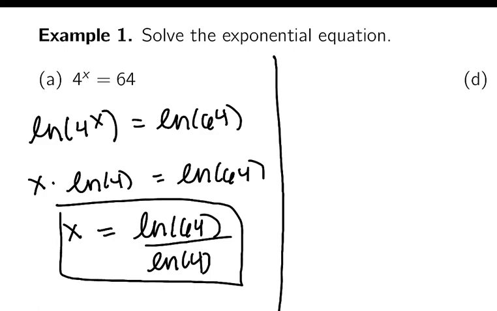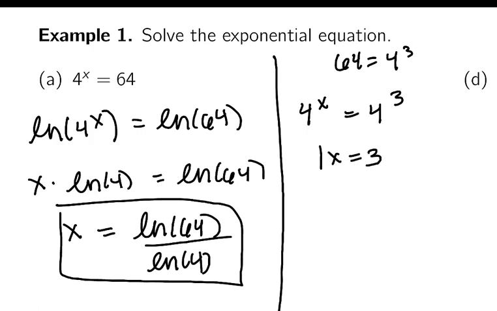You might recognize that 64 is actually 4 to the third power. We could also try this with our second technique of trying to write these exponentials as the same base. Even though the right side doesn't really look like an exponential right now, we could write it like one. So we would write 4 to the x is equal to 4 to the third power. And now that I have my bases the same, I can go ahead and equate those powers and then get x equals 3 as my solution.